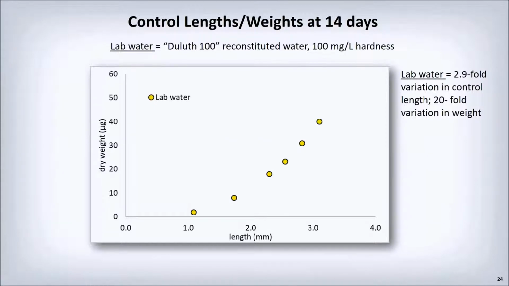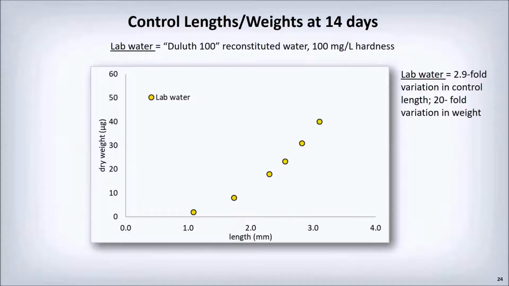When we started looking at this, we noticed that when we use this reconstituted water, where we take deionized water and add salts back to it to get a composition that we want, we had a variety of weights and lengths. I'm just plotting length and then the calculated dry weight of those lengths after 14 days, in controls with no contaminants included. And you see that they ranged quite widely.